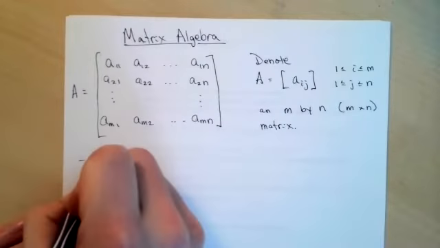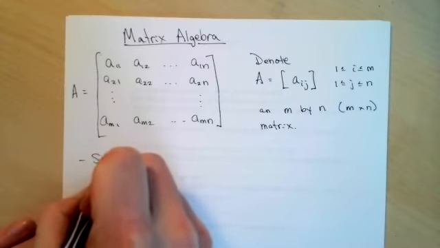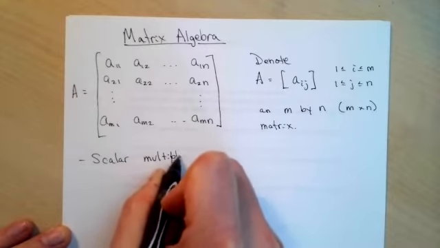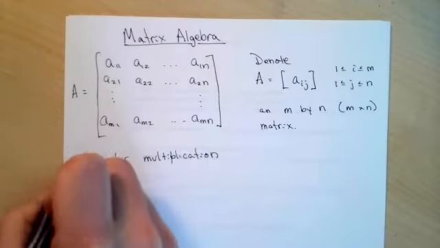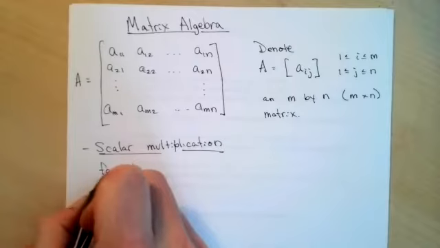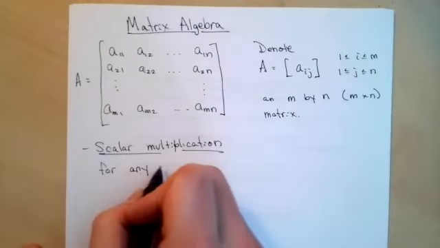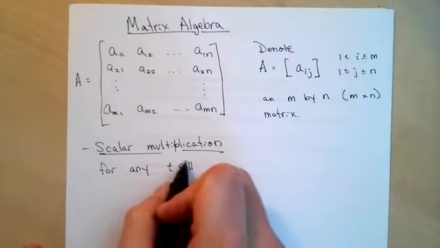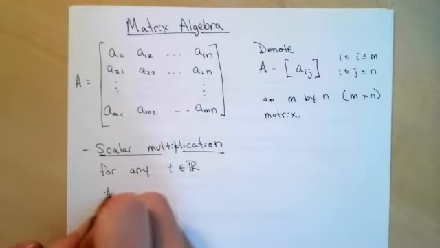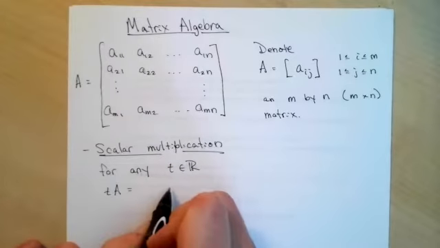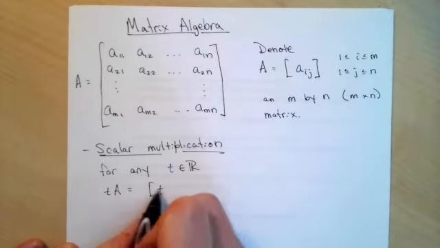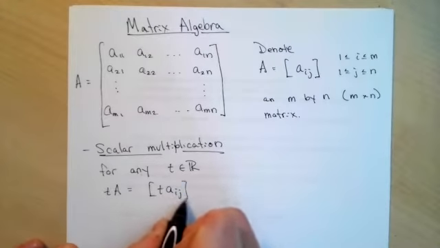So the first thing we can do with matrices is scalar multiplication. Scalar multiplication just means that for any real number, let's call it t in R, which again just means it's a real number, we can have t times A, which is the matrix with every element of the matrix multiplied by t.